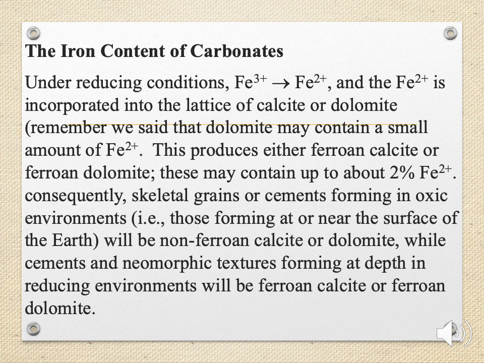2% iron, and as a result, skeletal grains or cements forming in oxic environment will be non-ferro calcite or dolomite, while cements and neomorphic textures forming at depth in reducing environment will be ferro calcite or ferro dolomite. And so we have normal calcite, normal dolomite, normal aragonite, normal high magnesium calcite, and all of these different things. And we need to be able to differentiate them. And this is where staining comes in.